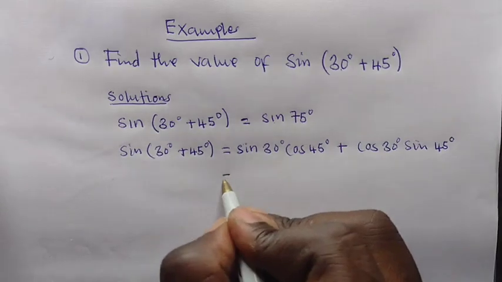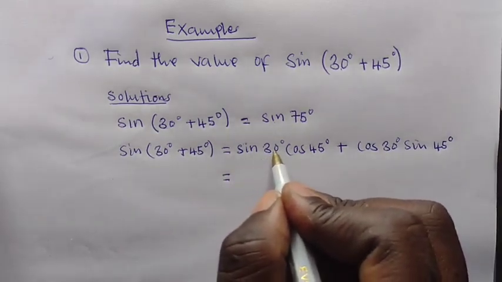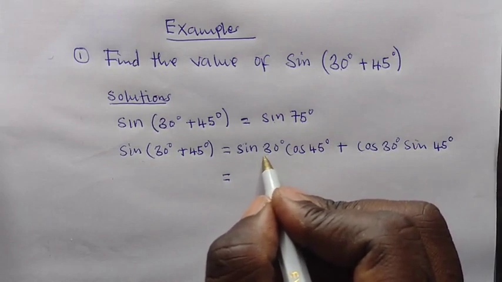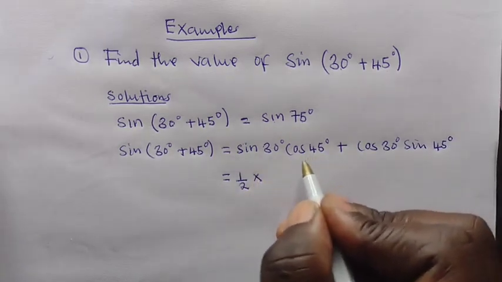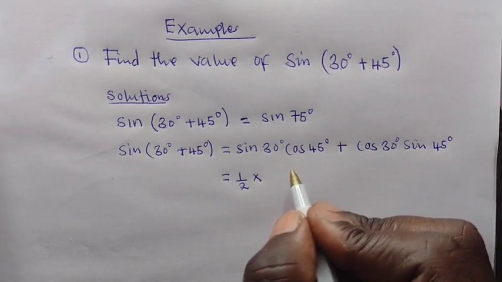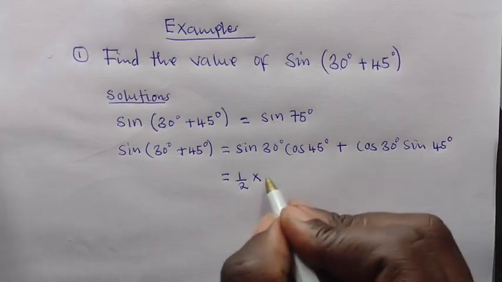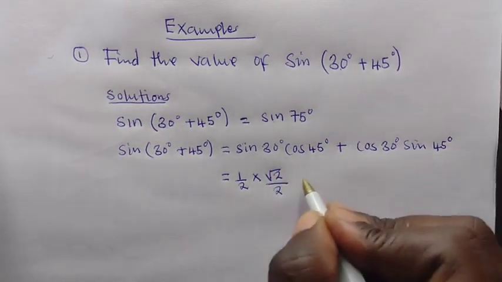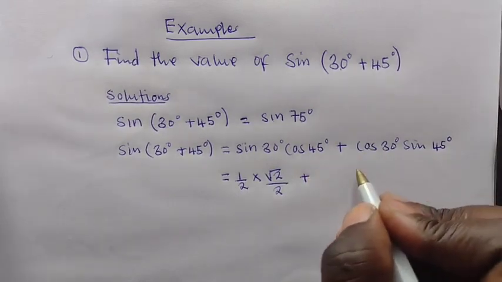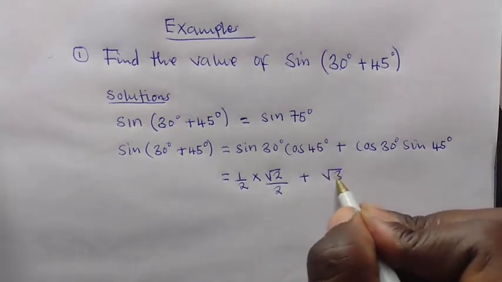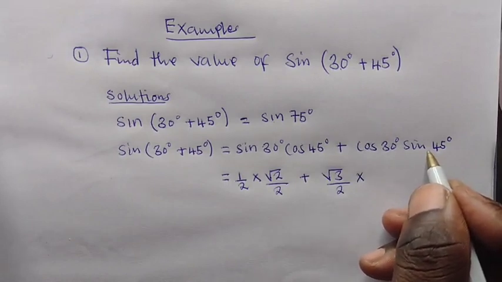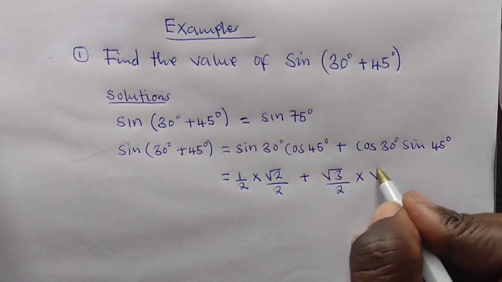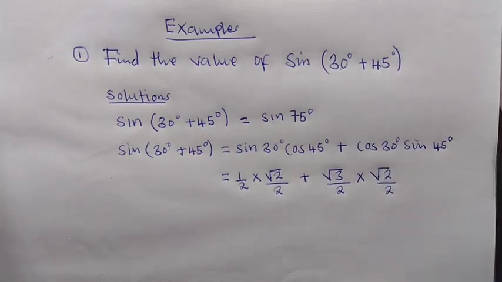From this stage, what are we going to do? Sine 30, we know what it is from special angles. Sine 30 is 0.5, which is the same as 1 over 2, times cos 45. Cos 45 degrees is root of 2 over 2. Plus cos 30, which is root of 3 over 2, times sine 45. Sine 45 is the same as cos 45, so it is also root of 2 over 2. So this is what you get.